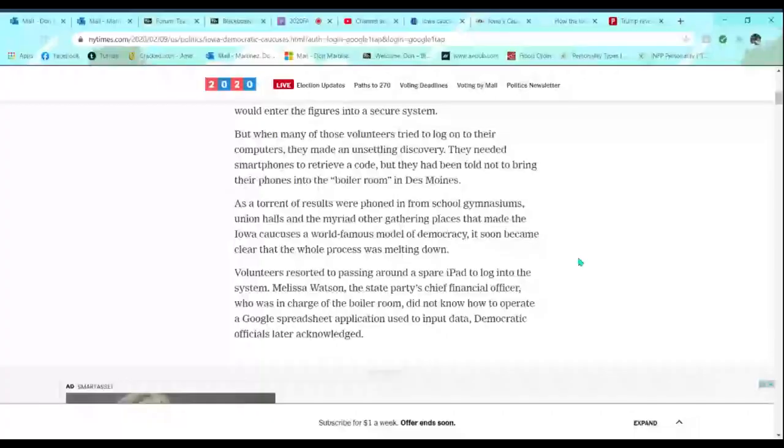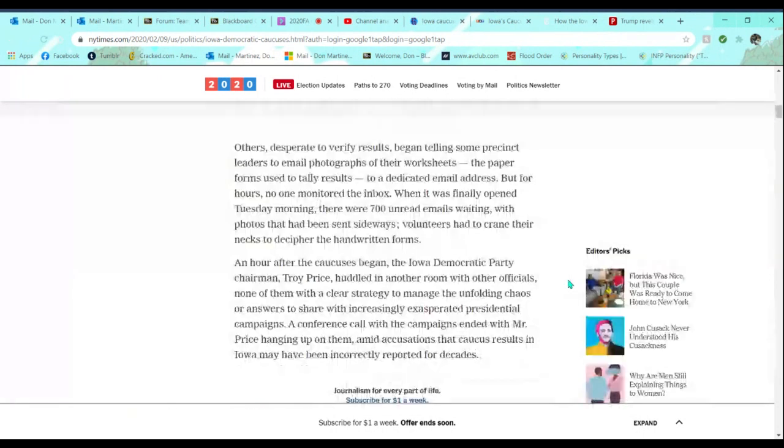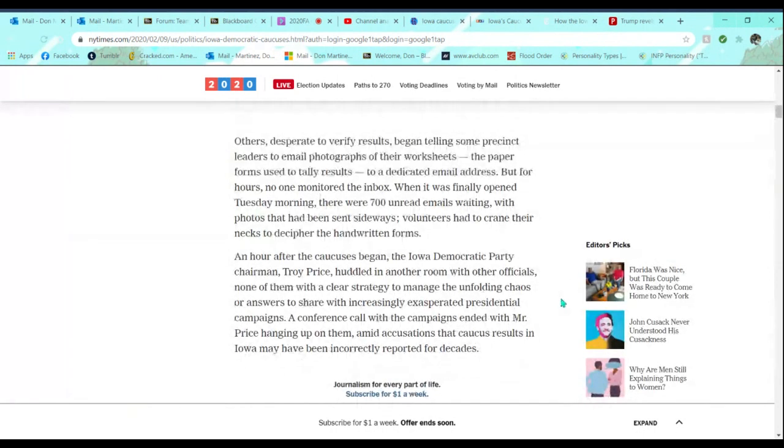From school gymnasiums, union halls, and the myriad other gathering places that made the Iowa caucuses a world-famous model of democracy, it soon became clear that the whole process was melting down. Volunteers resorted to passing around a spare iPad to log into the system. Melissa Watson, the state party's chief financial officer, who was in charge of the boiler room, did not know how to operate a Google spreadsheet application used to input data, Democratic officials later acknowledged. Desperate to verify results, they began telling some precinct leaders to email photographs of their worksheets, the paper forms used to tally results, to a dedicated email address.